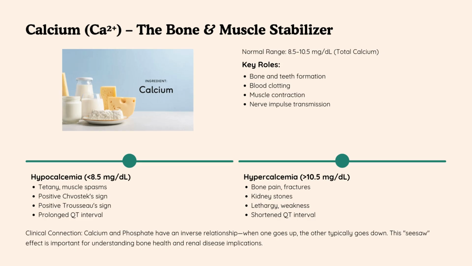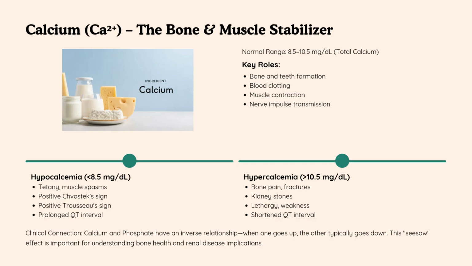Role in contraction: it binds to troponin in muscle fibers. It also plays a role in clotting factor formation. Vitamin D plays an important role when it comes to calcium. We will talk about it.